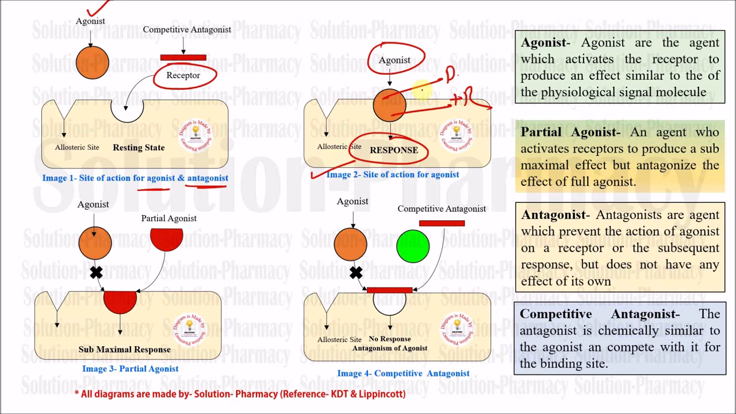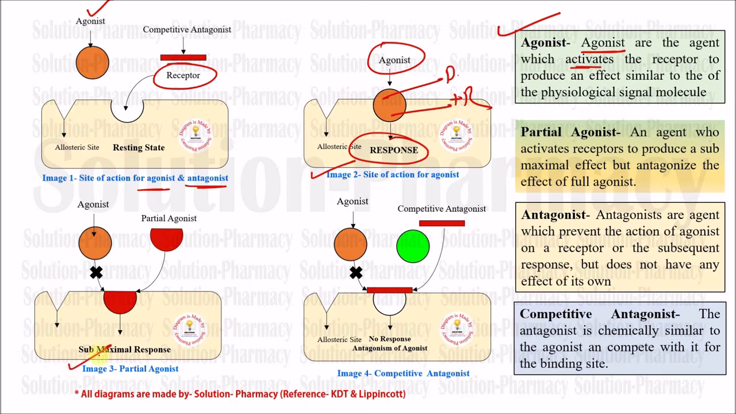Now we have to understand the definition of agonist. So here is the definition of agonist. Agonists are the agents which activate the receptor and produce an effect similar to that of the physiological signal molecule. Here the agonist took place, that means it activates the receptor, and this activation results in functional or physiological activity like the physiological signal molecule. Now let's move to image number 3.